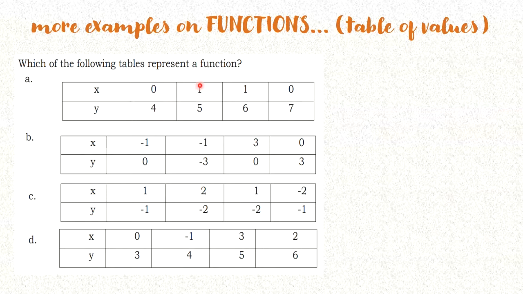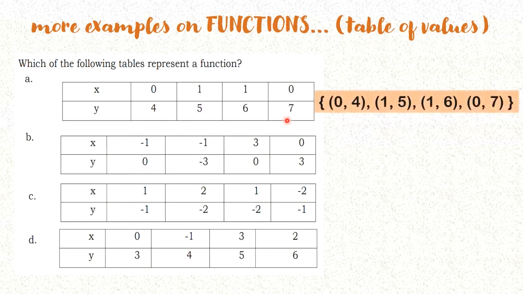You have (0, 4), (1, 5), (1, 6), (0, 7). Like this. And then you may want to check the first component. Ito 0, 1, 1, 0. So anong nakita nyo? May magkapareho. So definitely, itong letter A is not a function. But if you don't like to list all the ordered pairs, titingnan nyo lang naman yung mga x values. Dapat walang magkakapareho. So kapag may nagkapareho, obviously, it's not a function. Actually, yung 0, magkapareho din sila.